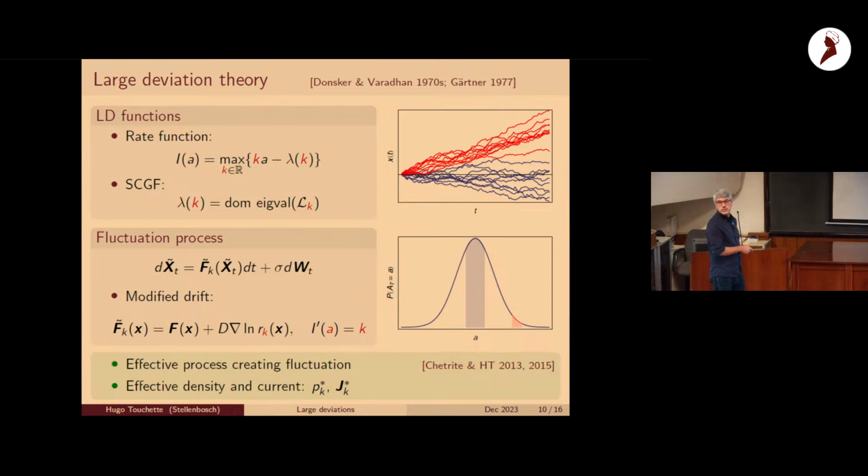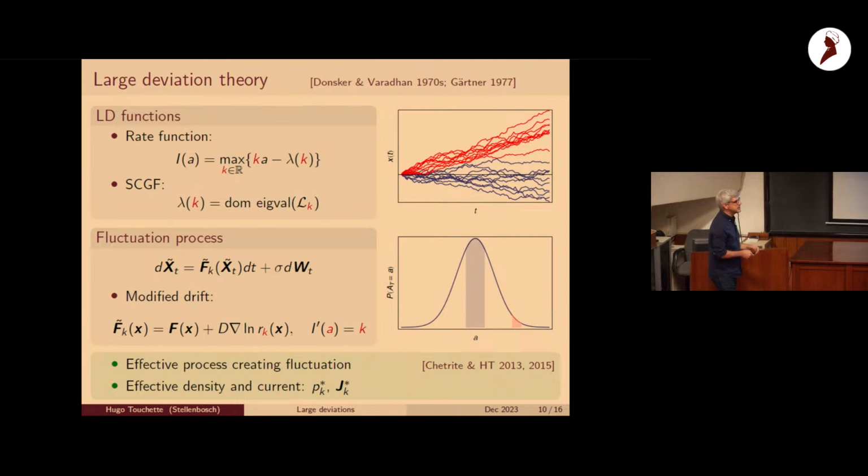Yes? D is sigma times sigma transpose. That's the diffusion matrix, okay? And sigma is the matrix multiplying the noise. Now, this is a new stochastic differential equation, so it has a modified stationary density. It has a modified current. So I'll denote this by P star k and then G star k there. And k, again, is that parameter of the fluctuation process.